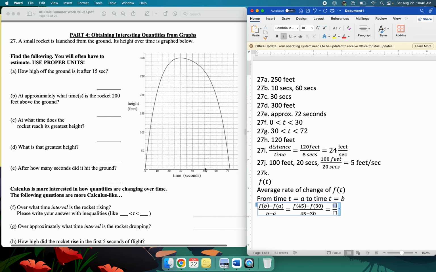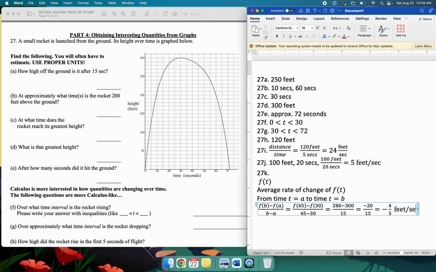The height at time 45 is here, which is, what is that, 270? Yeah, 60, no, 280. That's 280. Right, so 280 minus the height at time 30, which is 300, over 45 minus 30, which is 15. And so you'll notice that that gives you a negative value. That's negative 20 over 15, which can be reduced. That's negative 4 over 3, and the units once again are feet per second.